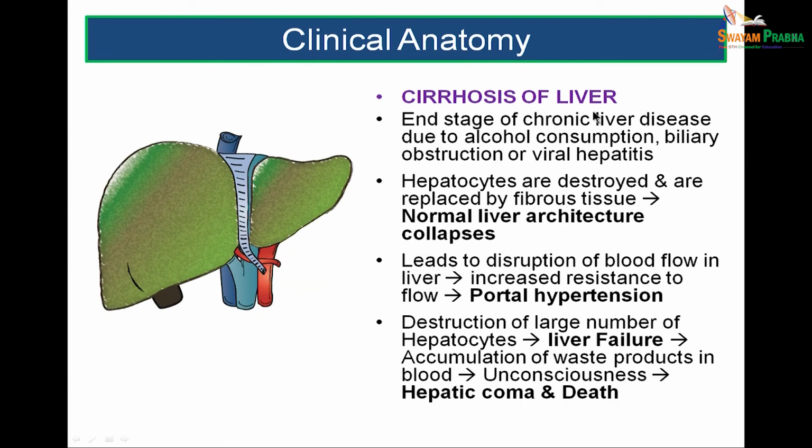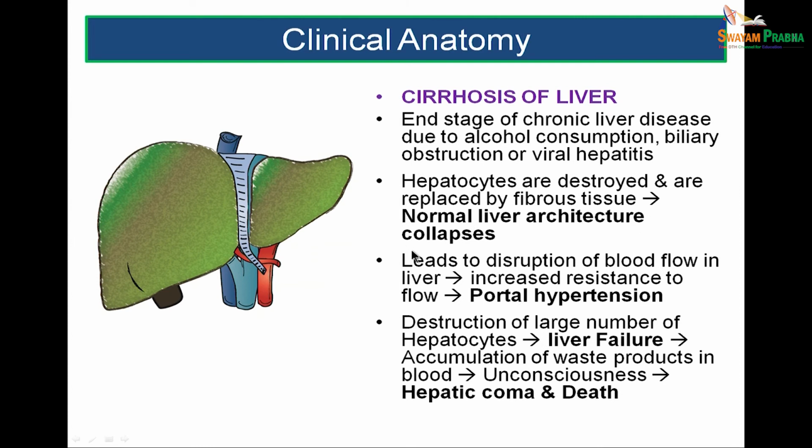Cirrhosis of the liver. Some of you must have heard of this. This is the end stage of chronic liver disease, usually due to alcohol consumption or biliary obstruction or even viral hepatitis. Hepatocytes are destroyed and replaced by scar tissue or fibrous tissue. The normal architecture of the liver is collapsed. It is totally destroyed, and it cannot regenerate from this.